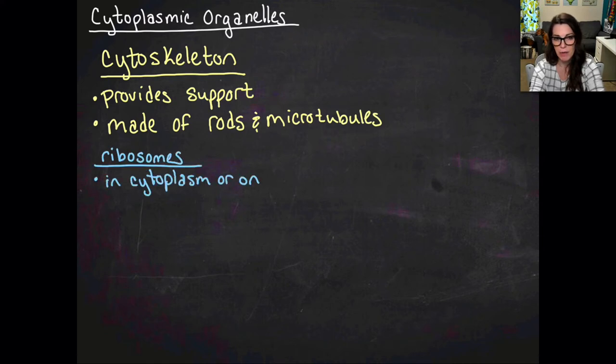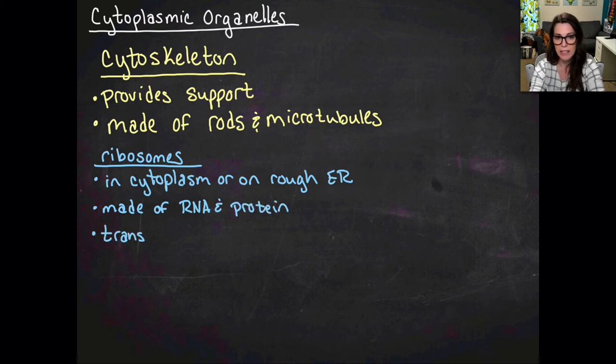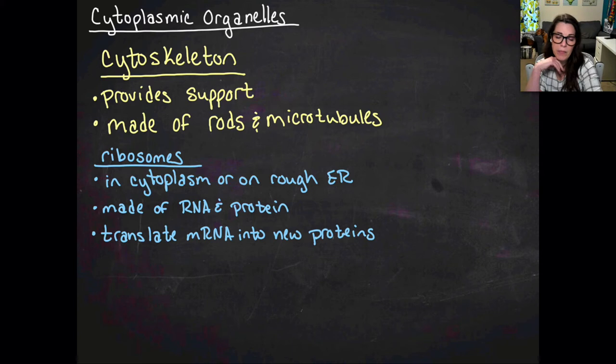And then we're going to talk about ribosomes. Ribosomes are in the cytoplasm. They're also found on the rough endoplasmic reticulum. And ribosomes are made of RNA and protein, which makes sense because I just said that they were made in the nucleolus, right? And that's made of RNA and protein.